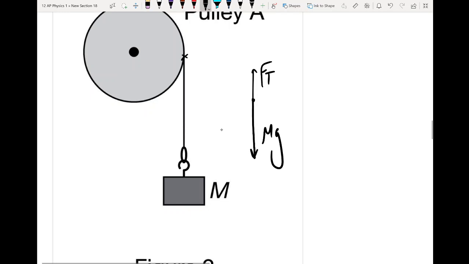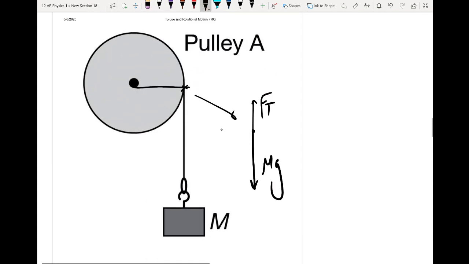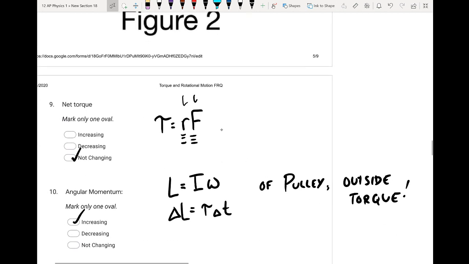But this torque on the outside caused by this tension force, it's not changing. We're not changing the mass, we're not changing anything about the force. So the force is staying the same, and then the distance is staying the same. We're not changing this pulley, nothing about the distance is changing. So our torque is going to be the same thing because r is the same and F is the same.